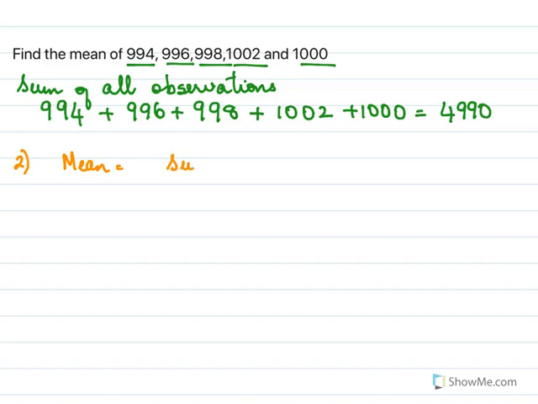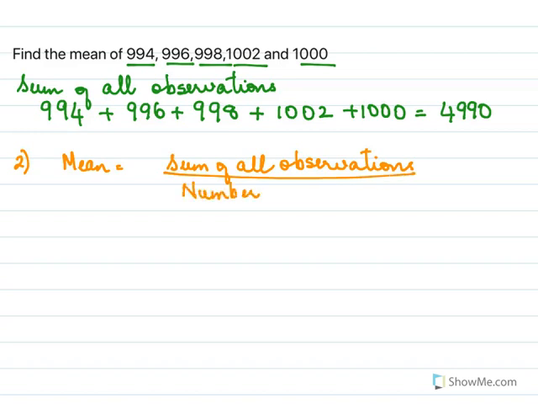In the second step, we find the mean. And mean is sum of all observations divided by the number of observations. And the sum is 4990, and here the number of observations, we have 1, 2, 3, 4, 5 observations. So divide by 5, and the mean is 998.